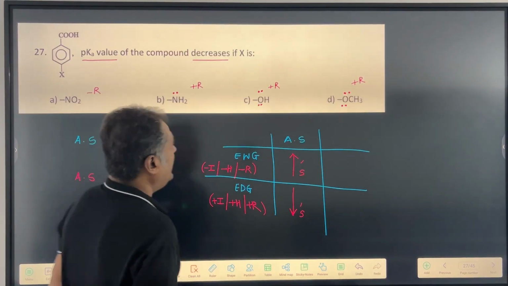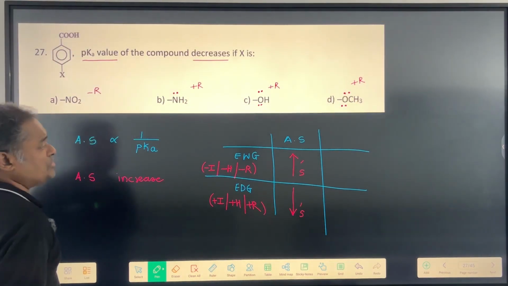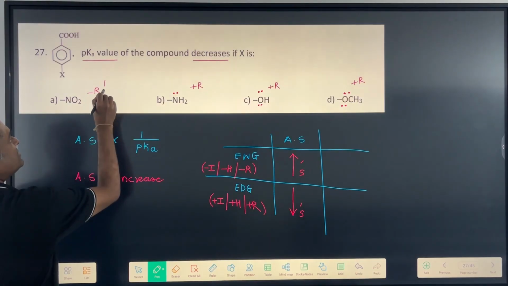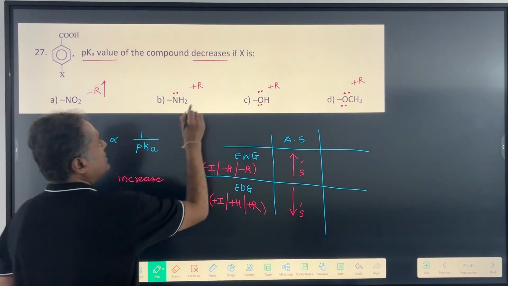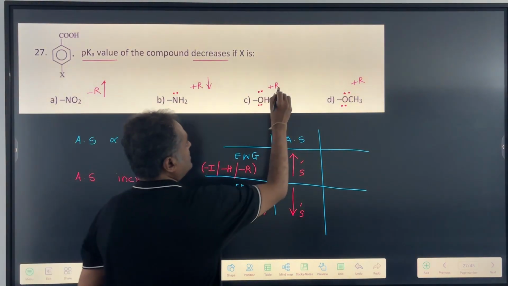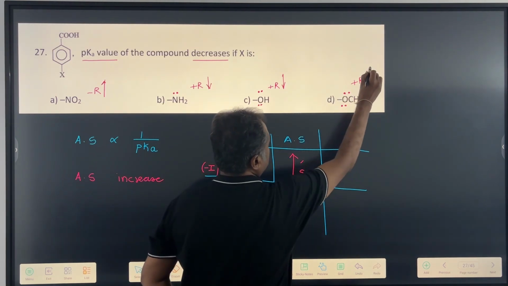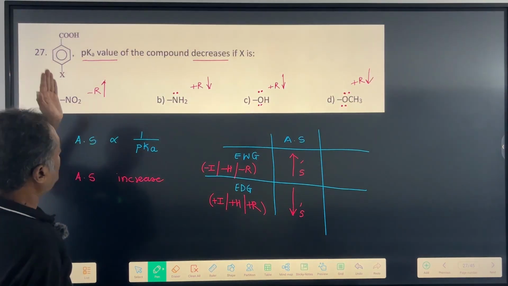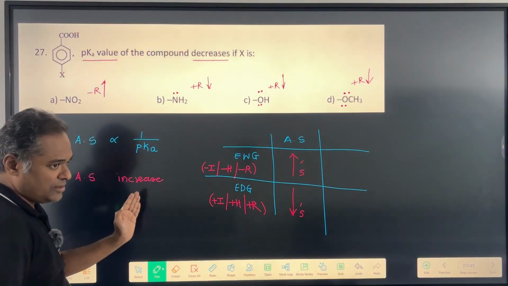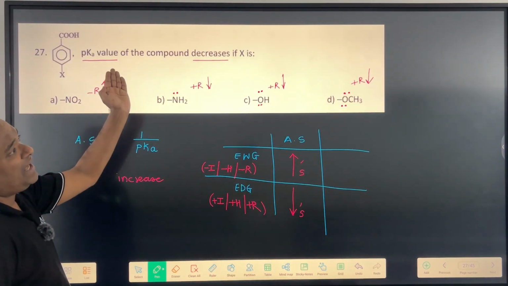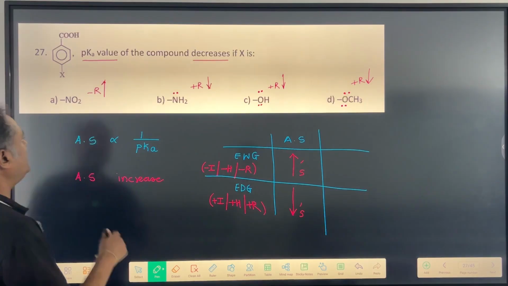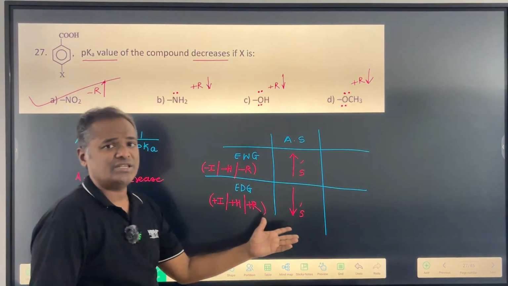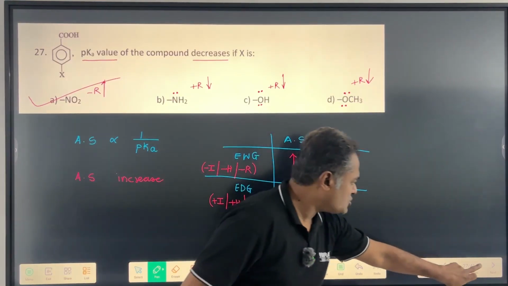Is it clear? Now, as per the situation, which group increases the acidic strength? The one which shows a negative effect is going to increase the acidic strength. This is going to decrease the acidic strength, this is going to decrease the acidic strength, and this is going to decrease the acidic strength. So the question asks for the one which will increase the acidic strength, meaning the one which will have a decreasing pKa value, and the correct answer for this can be A. Is it done? Hope this answer is clear, child. Let's proceed to the next question.